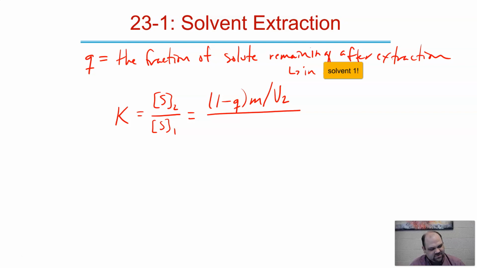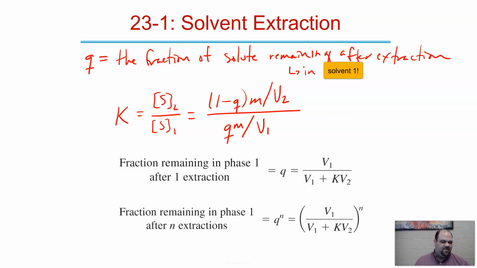And then the concentration in the first solvent is just Q, that fraction that remains, times M, so the number of moles, times the fraction, divided by V1, the volume of that first solvent. And so we can rearrange this a little bit, and we end up with Q, that fraction remaining, is equal to V1 divided by V1 plus K V2.